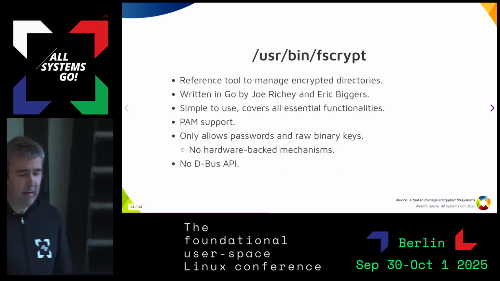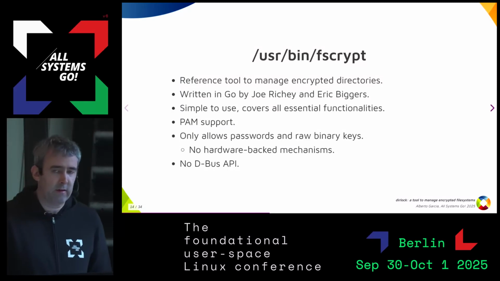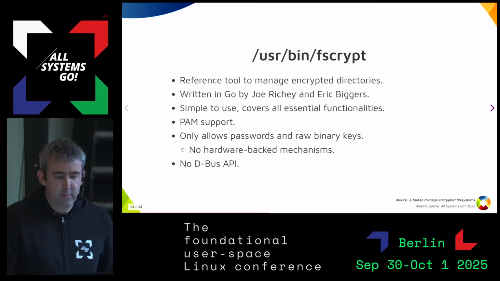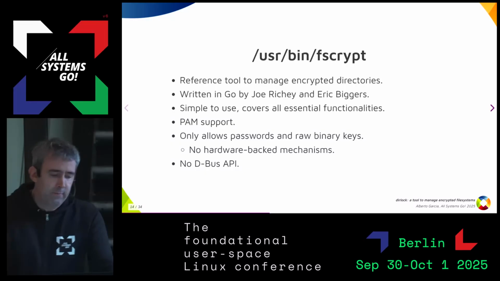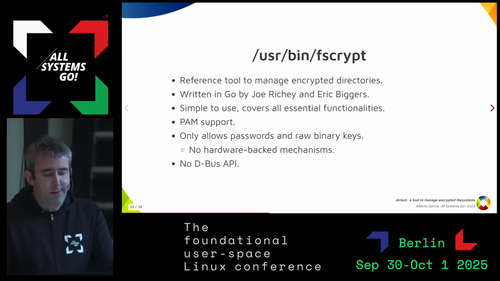So the fscrypt command line tool is the reference tool to manage encrypted directories. It was written in Go by two Google engineers, Joe Richey and Eric Biggers. They are also the people behind the kernel API. It's very simple to use. It covers all the basic functionalities of the fscrypt API, has PAM support, so you can use it to lock your accounts. But it only has basic functionalities, like you can use normal passwords and raw binary keys, but there's nothing more fancy. There's also no D-Bus API or anything like that.